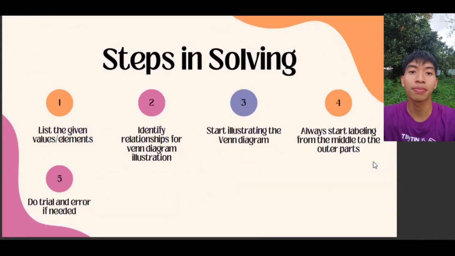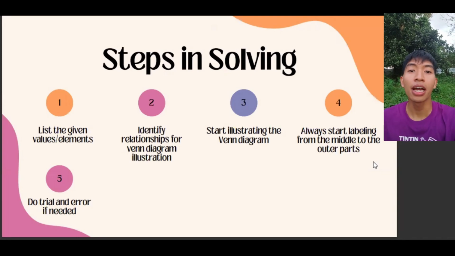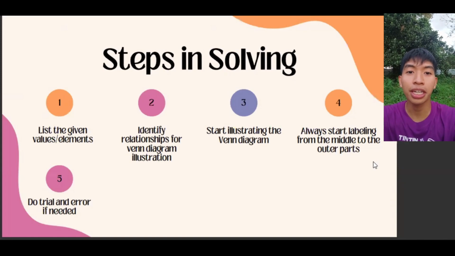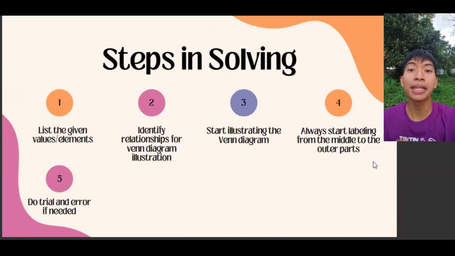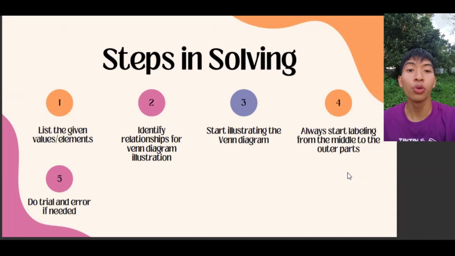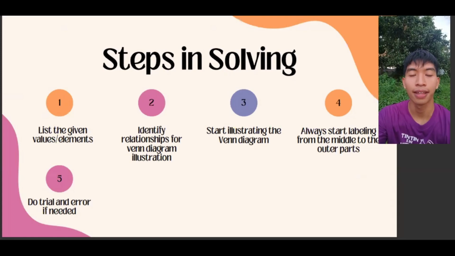Next slide please. So I have here a 5-step approach for sets. The first one is listing the given values and elements. The second is identifying the relationships for the Venn diagram illustration. The third is start illustrating the Venn diagram. The fourth is always start labeling from the middle to the outer part. And the fifth is do trial and error if needed. Next slide please.